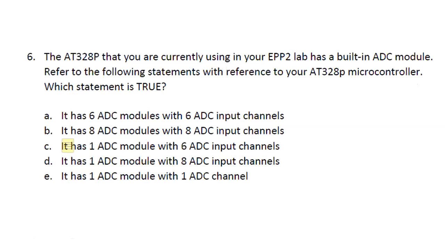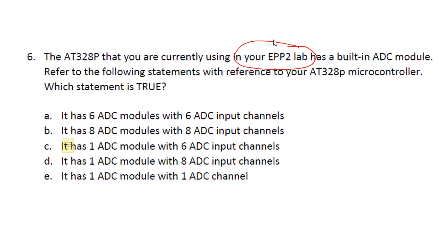Question 6 is basically, if you look at our ADC slides, one of the first few slides already gives you the answer. The tricky part here is that it is mentioned that this is the board you're using in your EVP2 lab. Why is this information important? Because the ATmega328P has a few variants. In terms of packaging, the one we use in our lab is the DIP package. In that particular package you have slightly fewer pins, so you only have 6 ADC input channels.